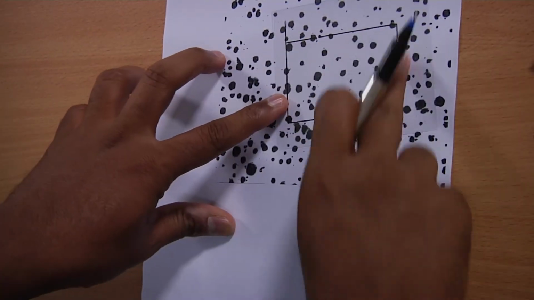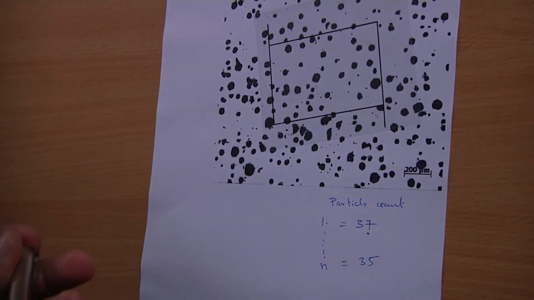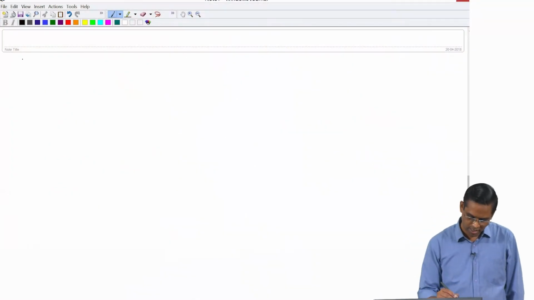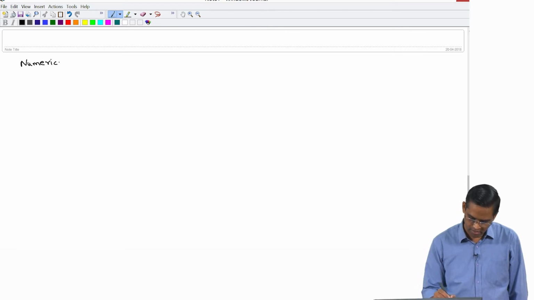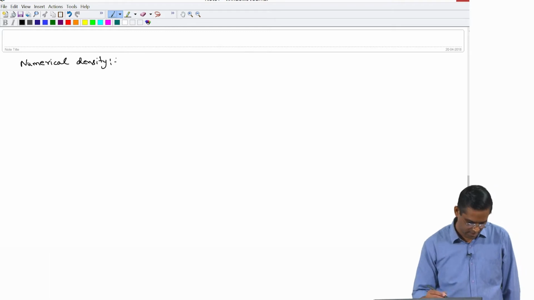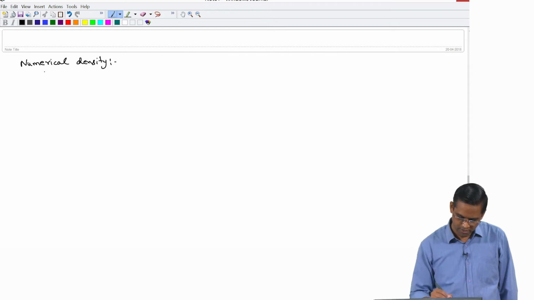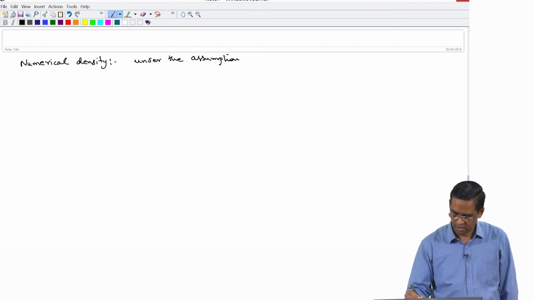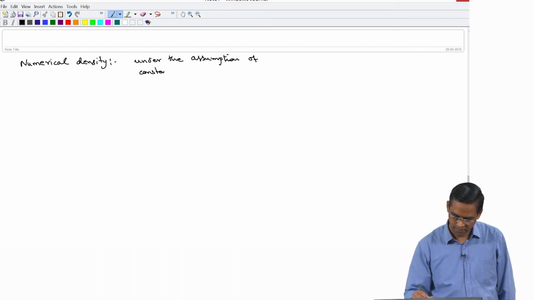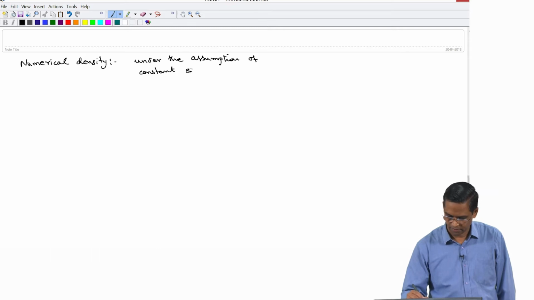Since we already know these dimensions, it is easy for us to calculate this again. Okay, so let us now start writing the numerical density under the assumption of constant size and shape.